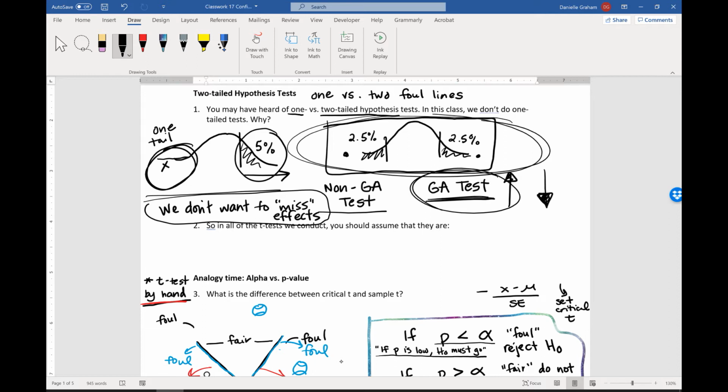In all of the t-tests that we conduct in this class, you should assume that they are two-tailed. We are not going to put all of our eggs in one basket. We are going to let the data speak for itself. And if it goes the way we think it is going to go, cool. If it goes the opposite way, great. I want to know that too. And if it's somewhere in between, good. You know, I'm still getting an answer.